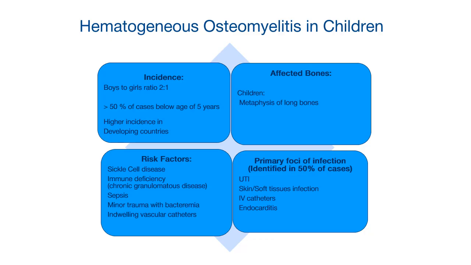The boy-to-girl ratio is 2 to 1, and the risk factors include sickle cell disease, immune deficiency, sepsis, mild trauma with bacteremia, and indwelling vascular catheters. Primary foci of infection are identified in around 50% of cases and include complicated UTI, skin and soft tissue infections, IV catheter infections, and endocarditis.